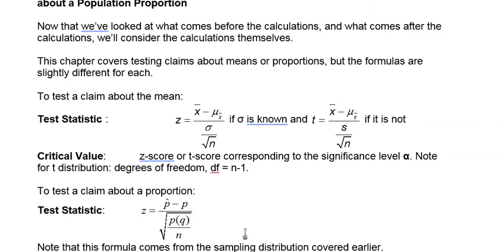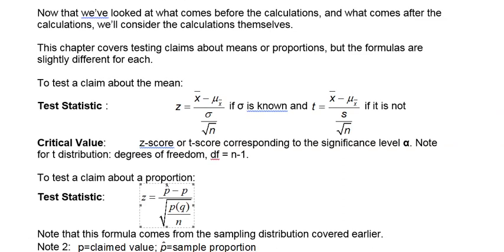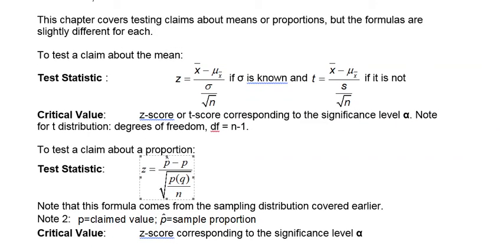Quick note on our notation here, in all 3 formulas, we have some symbols that are population and some symbols that are sample. So X bar is our sample mean, mu is our population mean that comes from the claim. P hat is our sample proportion, P is our population proportion that comes from the claim. So be careful with each of those things.